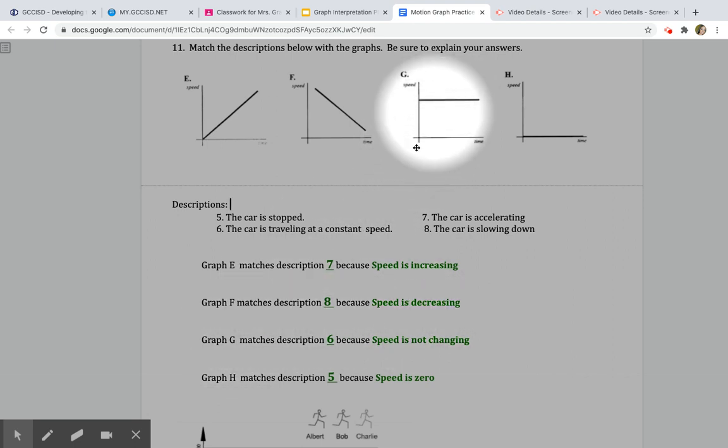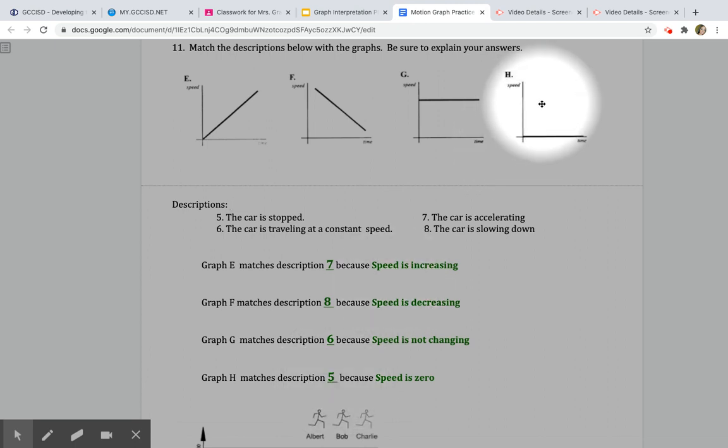Graph G matches description 6. The car is traveling at a constant speed. Okay, so if we are at a constant speed, then we are moving at 0. Believe it or not, we did cover this, okay? So we are still at rest, that constant speed. We are not changing direction. We are not changing our speed. We are traveling at 10 miles per hour, giving us a flat line like this, okay? Speed is not changing.